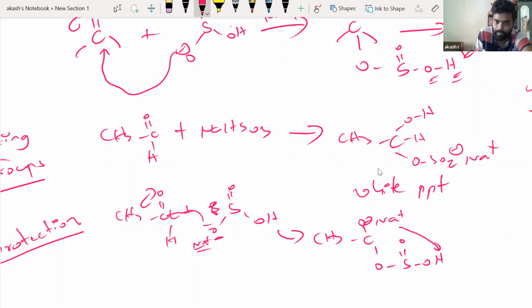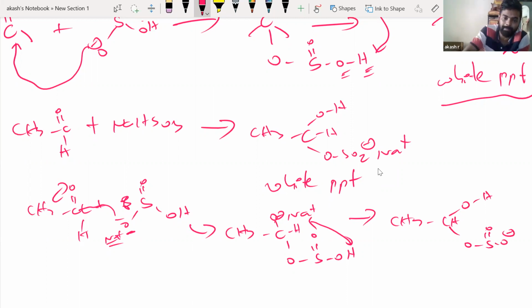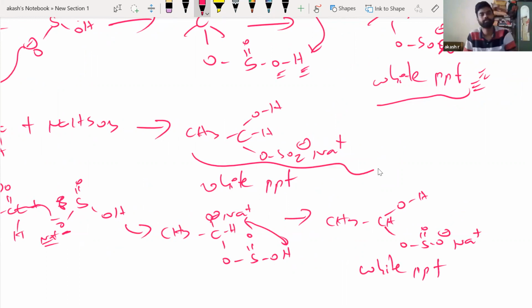Now what are we going to do? We are going to replace this Na plus with H plus. So we are going to have CH3CHO with an H, I have an OH, and this O, S double bond O minus Na plus. That is what is written here, same thing, and this is nothing but a white precipitate. So this can be done for any carbonyl compound, any carbonyl.